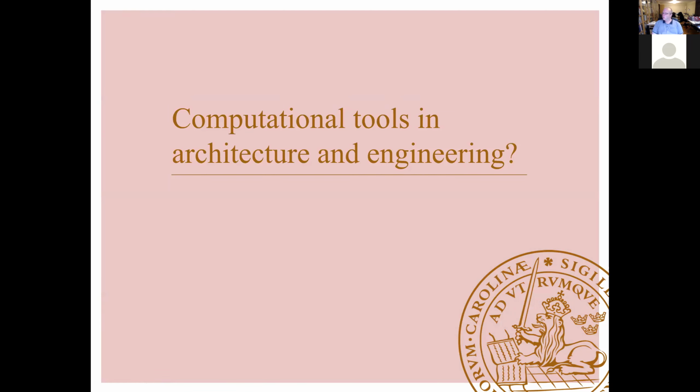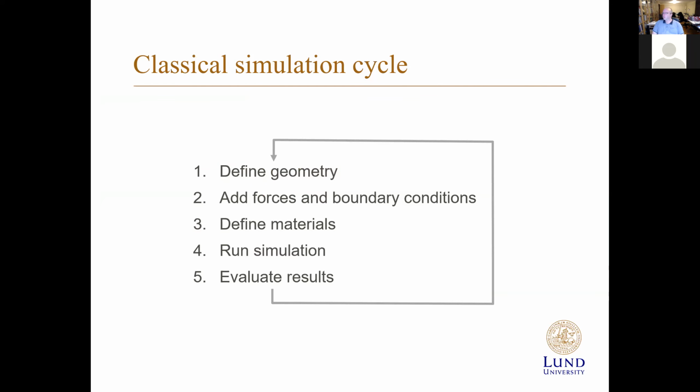How are computational tools used in architecture and engineering? So the classical simulation cycle is that you define a geometry, you add forces and boundary conditions, you define your materials, you run your simulation, evaluate results, and it starts over again until you find that your design is correct and it fulfills your criteria. So it's quite iterative, but it's very step by step. And some of these steps can take longer than other steps also to execute.